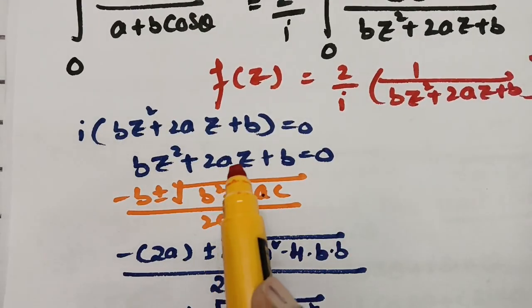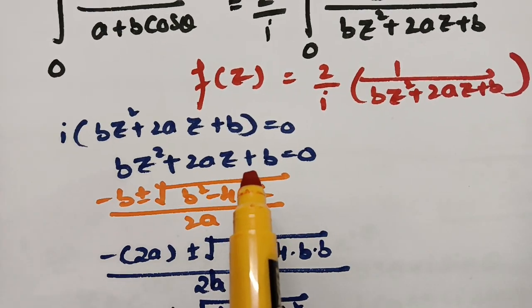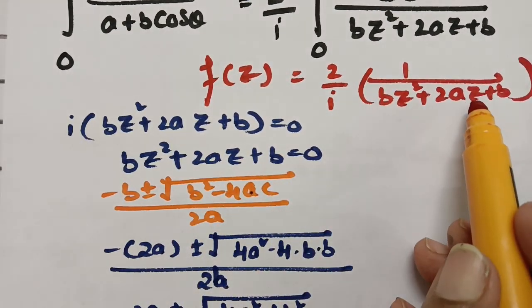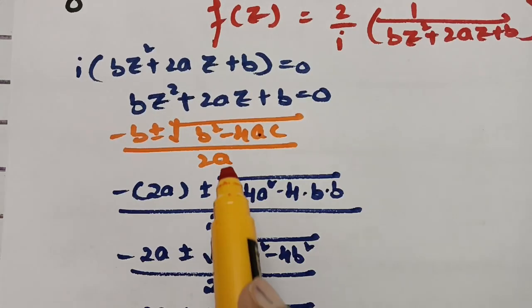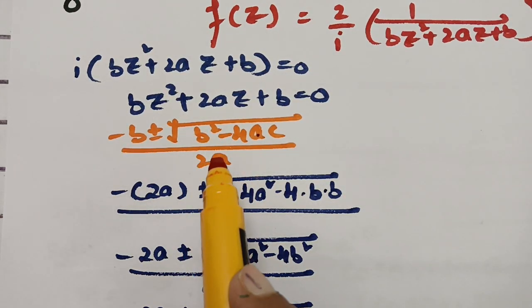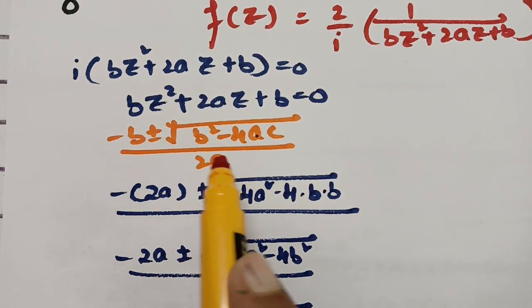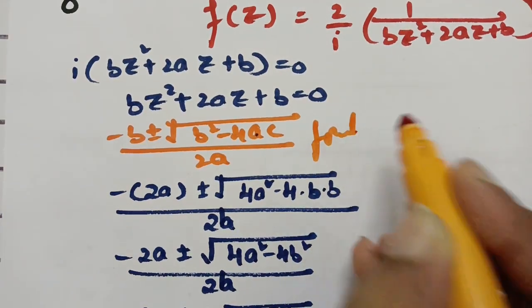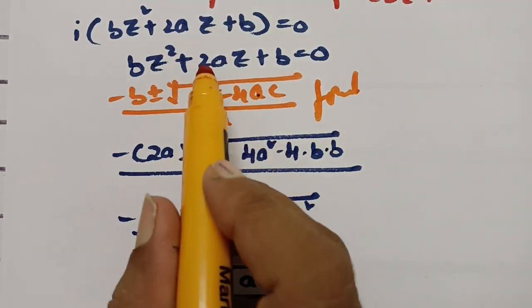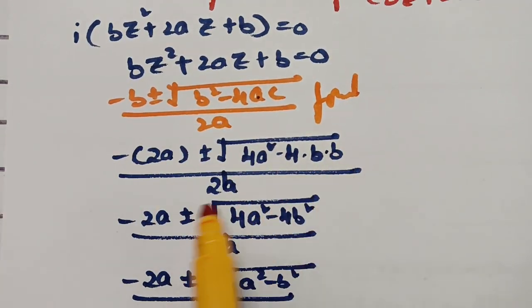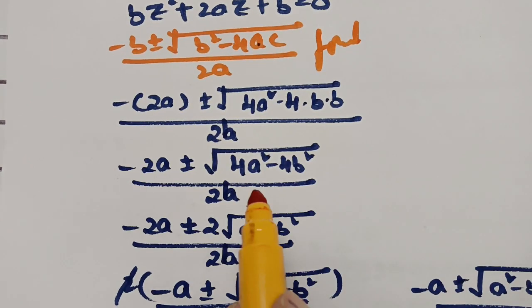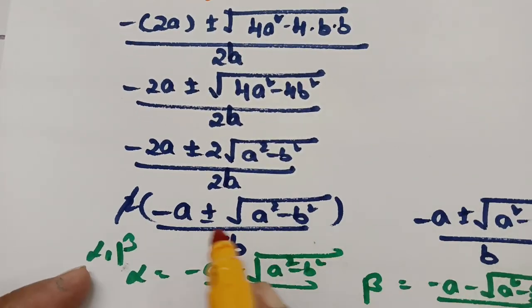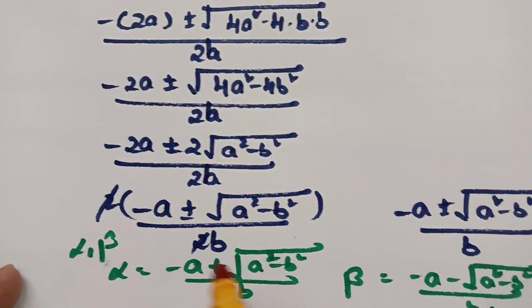So keep it aside, and after that, we have to find the poles. For finding the poles, we have to equate the denominator to 0, and for that we have to find the roots. So for finding the roots, this is the formula, and after substituting, this will be minus a plus or minus root over b square minus 4a, by 2a. So after substituting, these are the roots. We have considered alpha and beta as the roots. Alpha is this one and beta is this one.